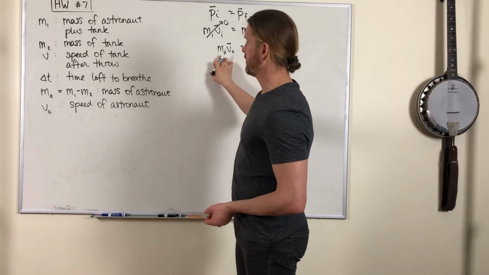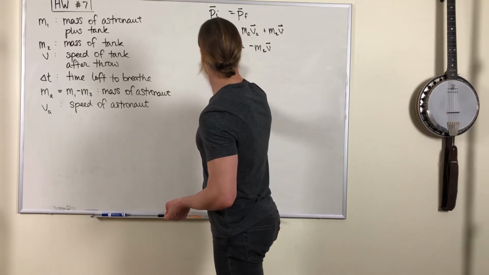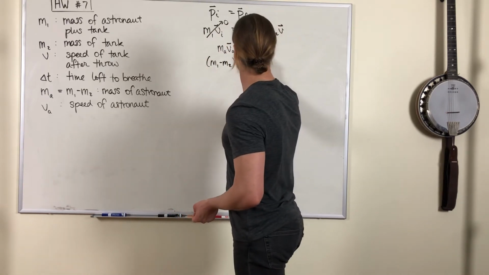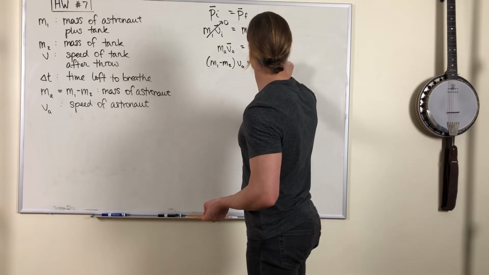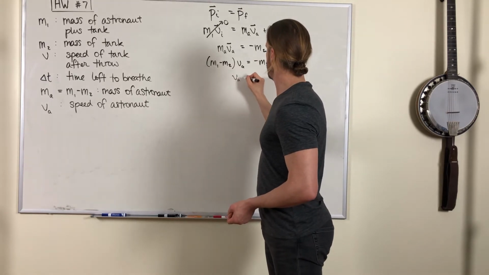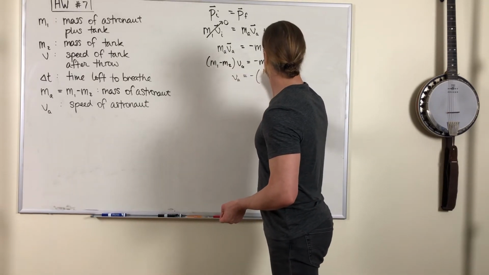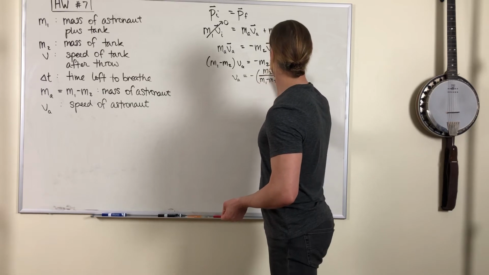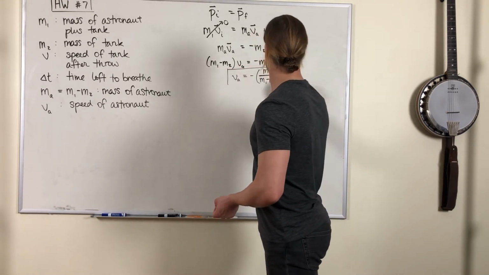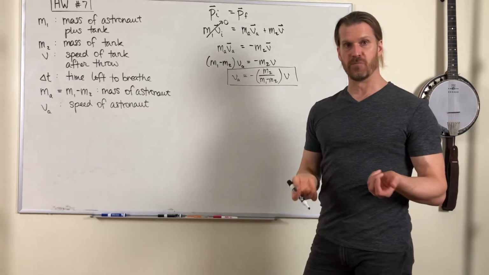And keep in mind that the astronaut's mass is m1, that total mass, minus the mass of the tank. So this is really m1 minus m2. And I'll just write v_A without the vector arrow on top. v with no vector arrow. So now we can see that the astronaut's velocity after this throw is m2 over m1 minus m2 times the velocity of the tank. Okay, so that's how the astronaut's able to move.